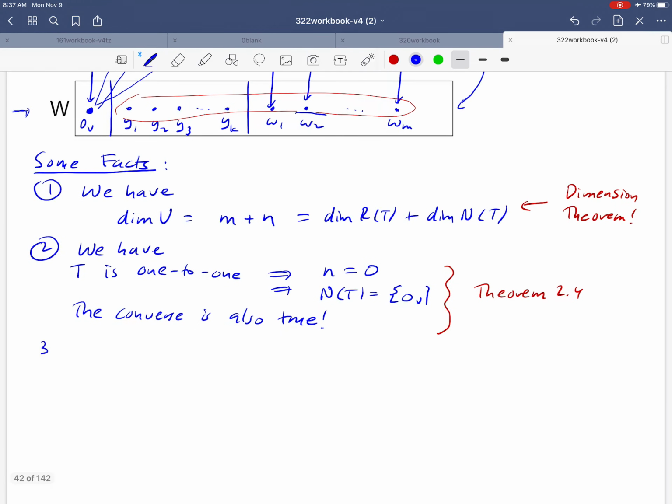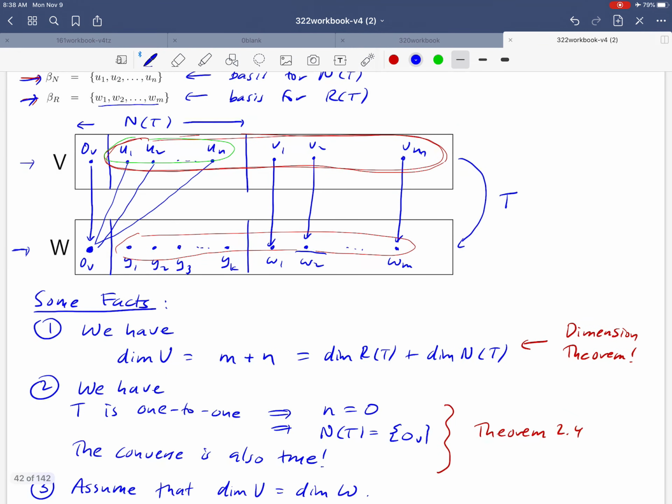Okay. And finally, one other thing that we'll explore here. What if we assume that the dimension of V and W are the same? In other words, that the dimension of the domain and the codomain are the same. Okay, well, let's look back at our diagram here. What would that mean? Well, it would mean that the two bases that we started with, all of these vectors and all of these vectors, there have to be the same number of vectors on those two lists in order for the dimensions to be equal.